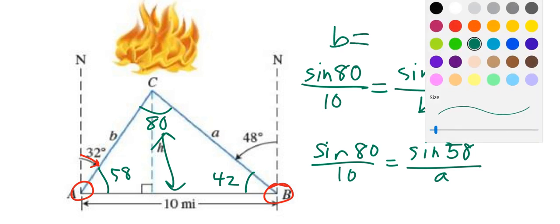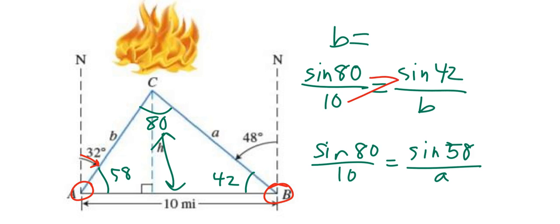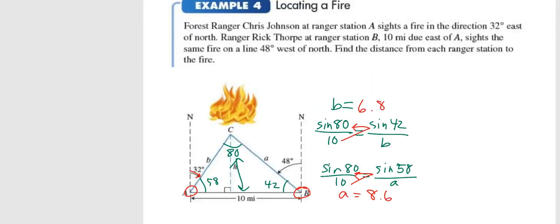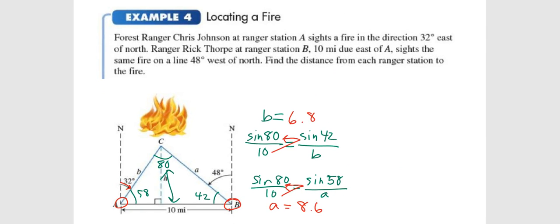Okay, so we did a little cross multiplication, right? This times this divided by that. This times this divided by that. And I got a b value of 6.8. And 8.6. Yes, we found all the miles that they wanted me to find. I think we're done. Find the distance from each ranger station to the fire.